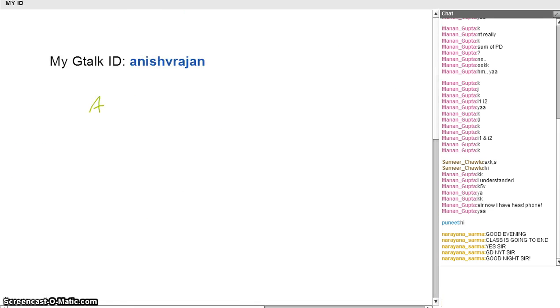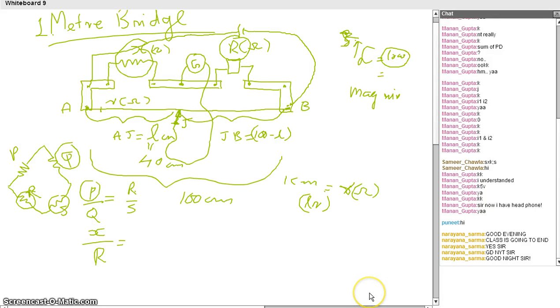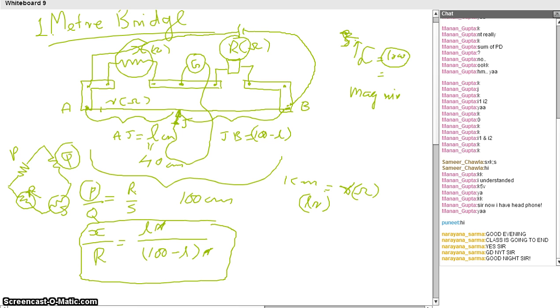So the numerator will be LR, and the denominator will be 100 minus L into R. We will be cancelling away R, and we are getting the final equation: X by R is equal to L by 100 minus L.